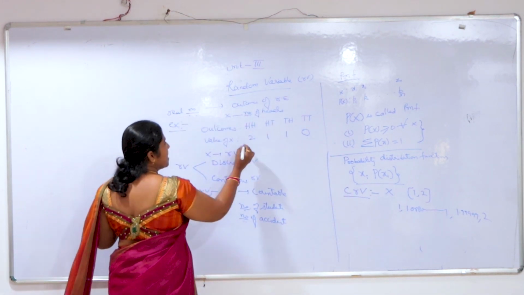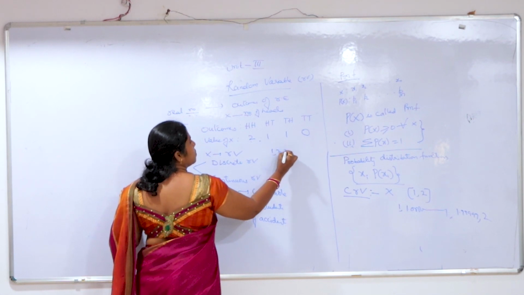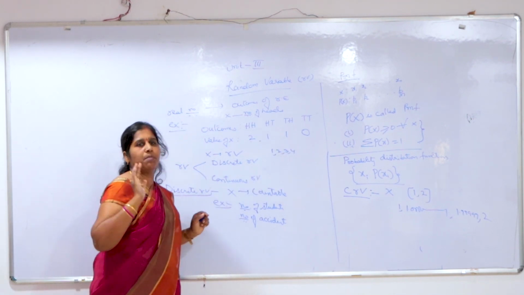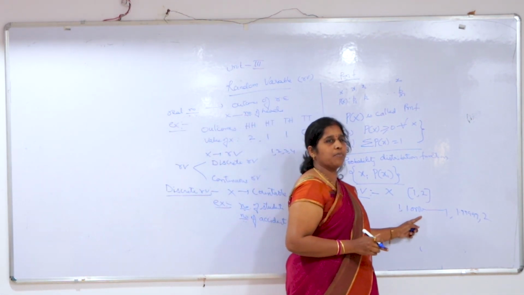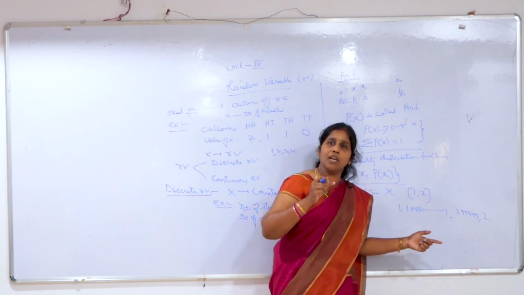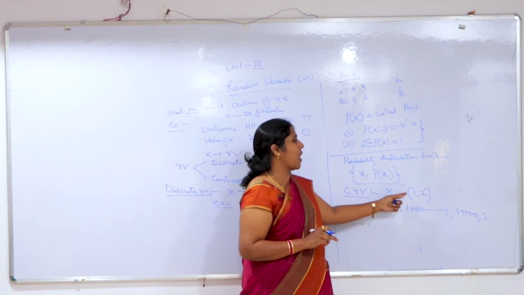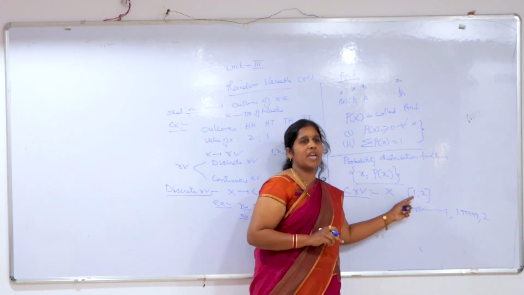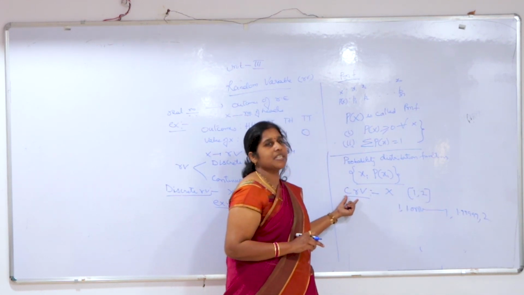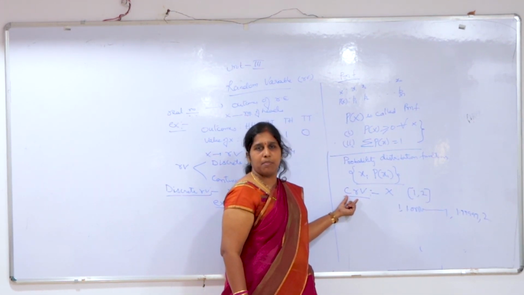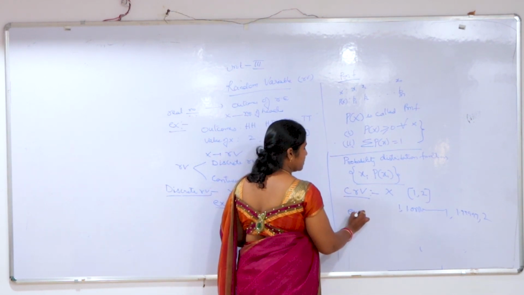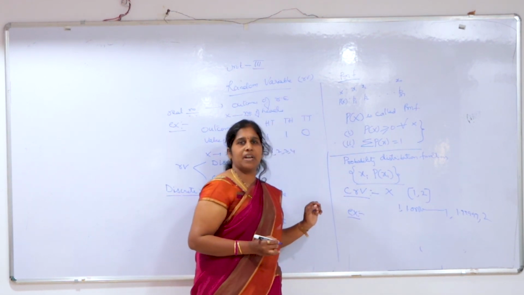Discrete means what? Just countable numbers. 1, 2, 3, 4. Only countable number of values. Can you count these values? 1.001, you can't count it. So uncountably infinite number of values which lie between two numbers 1 and 2, we call it as continuous random variable. Now coming to the example, that means all decimal points will come under example.